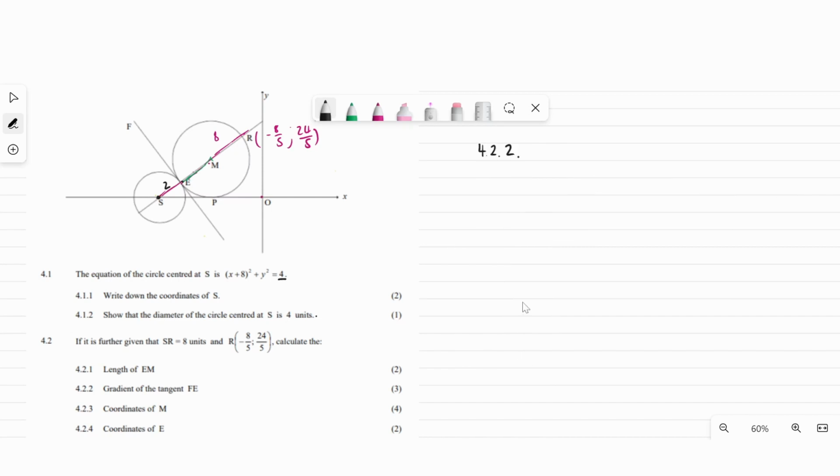Then 4.2.2 says calculate the gradient of the tangent F. So we need to calculate the gradient of F. But what do we know? We know that SR is going to be perpendicular to F, tangent perpendicular to radius. It's a property, right? Since these two are perpendicular to each other, we can find the gradient of SR, then use this property to find the gradient of FE.